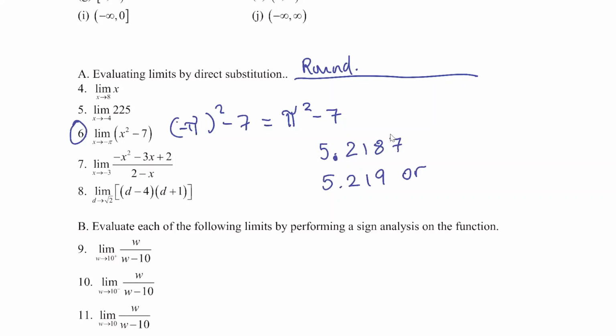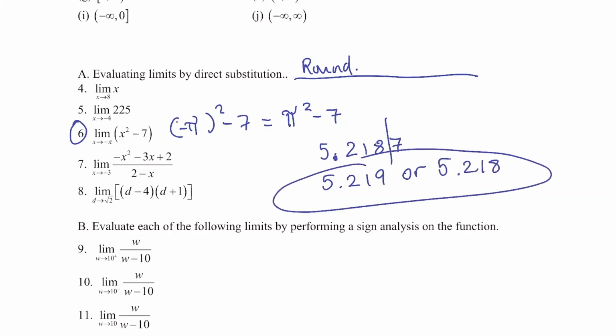Or you're going to do what is allowed as well, called truncating. Truncating is cutting off after the third decimal place. So in this case, 5.218 is also acceptable. Either one of these would be acceptable. So rounding or truncating is okay to do if the directions tell you that you have to provide a decimal approximation. Otherwise, leave it in calculator ready form. So that would have been the final answer.